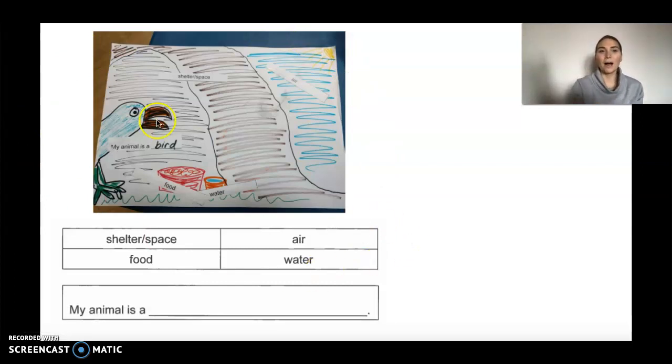In this example, I drew a bird. My animal is a bird. What will your animal be?